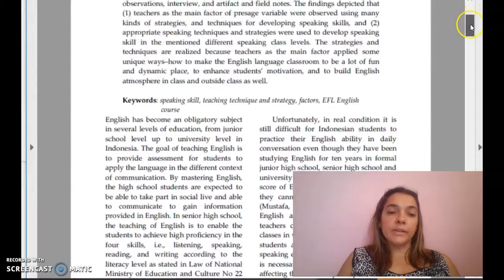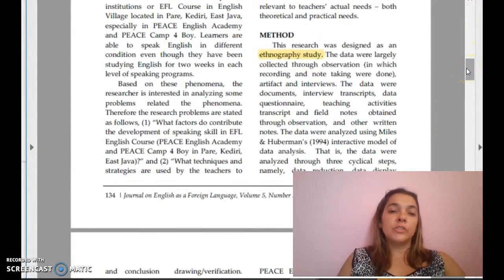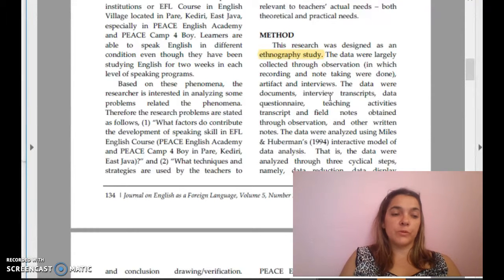So we can see that in this article she explains what methodology she used, and she used an ethnographic study. They recorded the class, they observed, and they asked some questions to different persons.